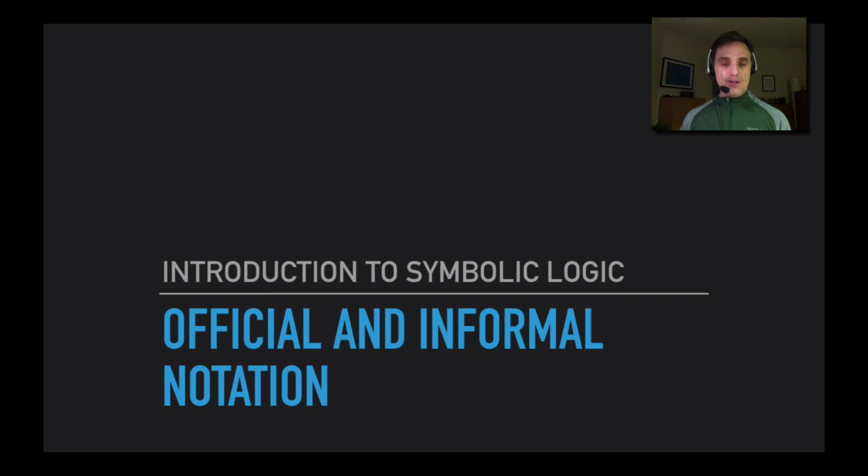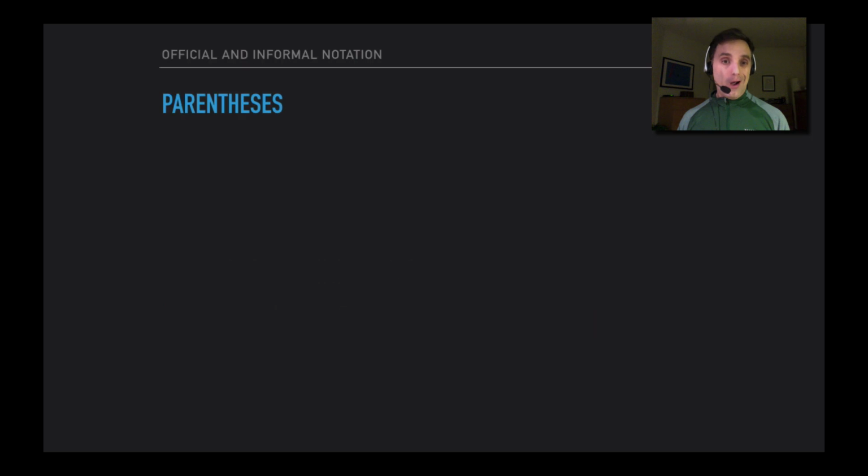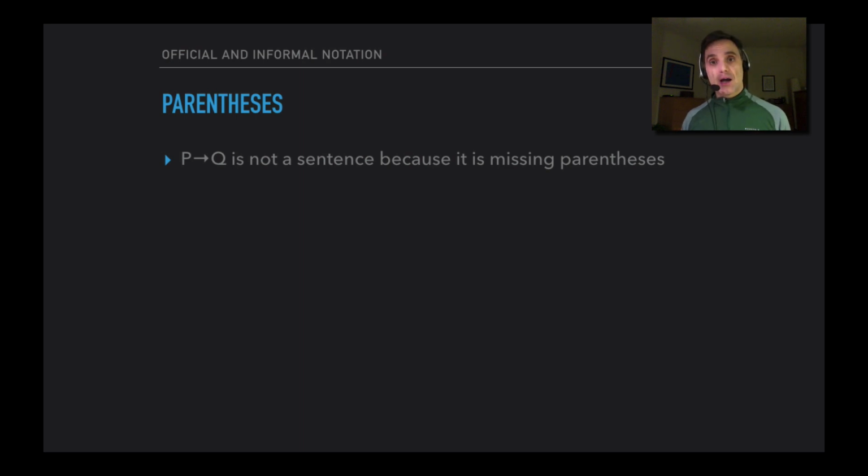In this video, we're going to talk about informal and official notation, which is going to basically explain why, well, okay, we saw that P arrow Q is not a sentence because it's missing parentheses, and yet we've been treating it as if it was a sentence. Informal and official notation is going to help us make sense of that. So, we need parentheses though. Why do we need parentheses at all?